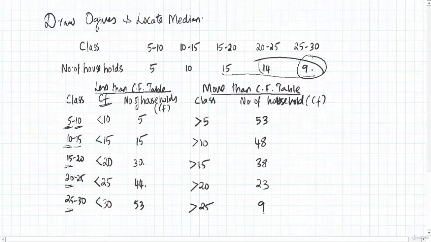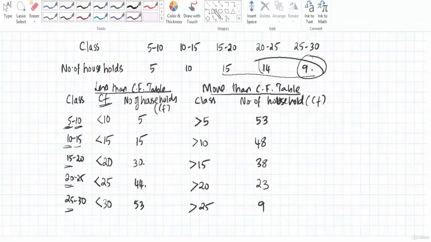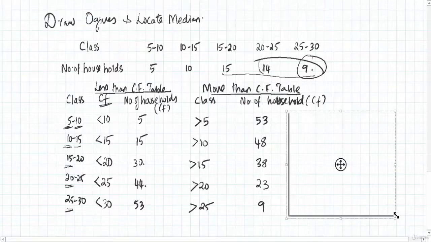So now we have the information, that is the less than cumulative frequency table and more than cumulative frequency table values. So we have to capture these values in a diagram. For that we need a chart, so let me just capture that. So this is the chart, and this is my y-axis and this is my x-axis, and here I'm going to capture all the classes. I'm going to capture all the class limits.